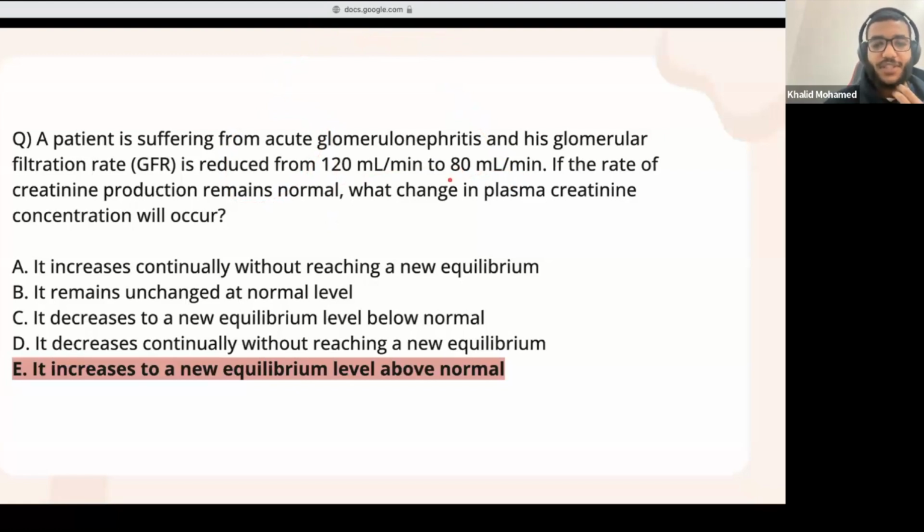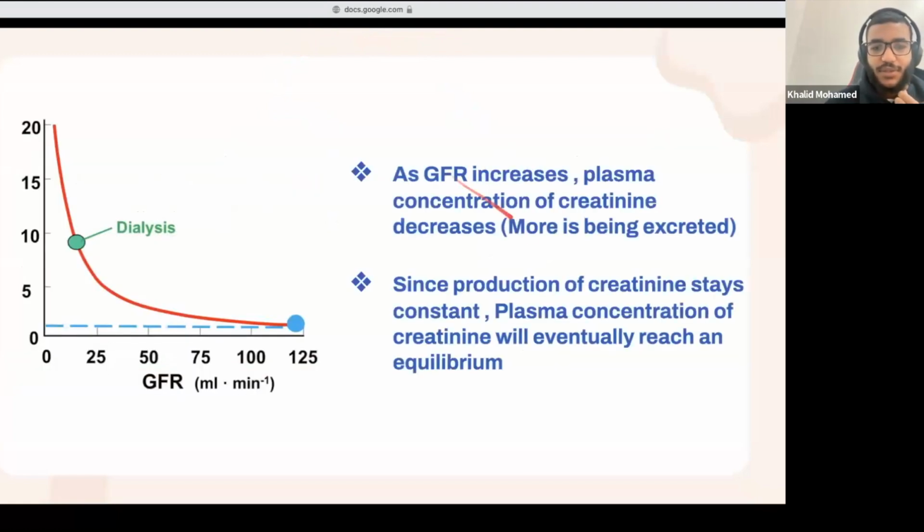Okay, move on to the next question. So as GFR increases, plasma concentration of creatinine decreases because more is being excreted. Since production of creatinine stays constant, plasma concentration will eventually reach an equilibrium. This is in this case, but in the question, GFR is decreasing, so the opposite will happen. Okay.